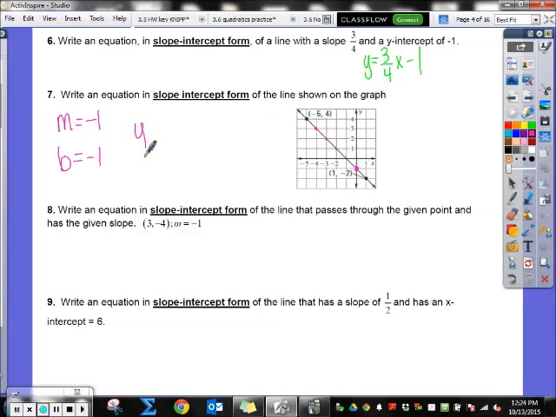So now I'm just going to plug right into the formula. y = -1x - 1, and you do not have to write that -1 on the 1 part. You have to write -x - 1.